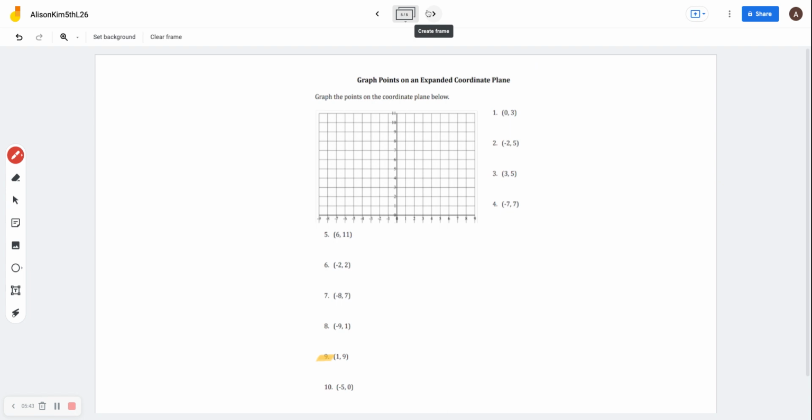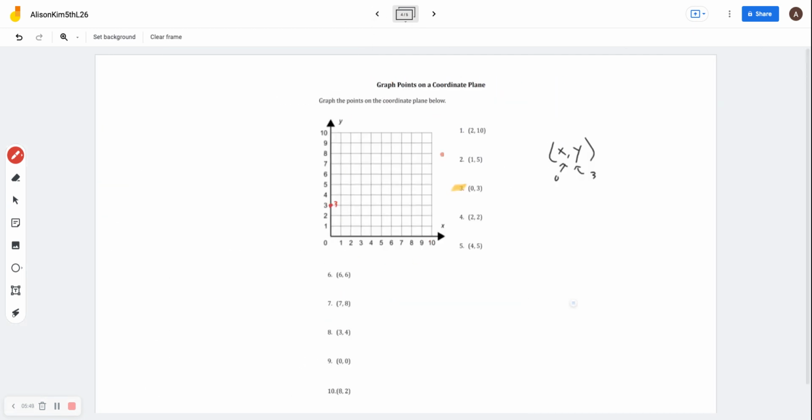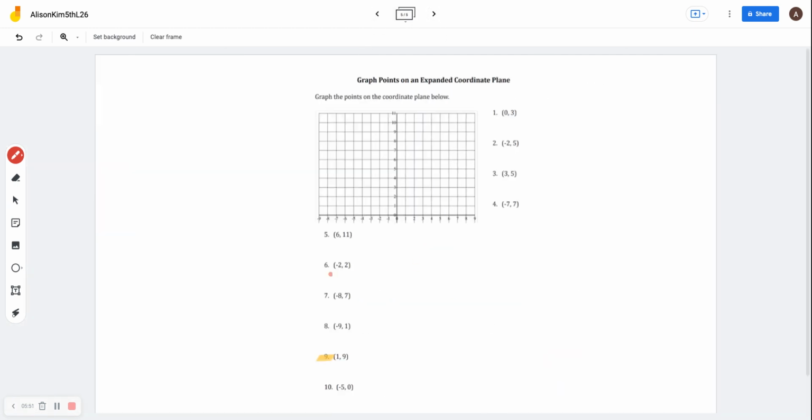So let's do number 9 right here. Number 9 gives us 1, 9. Here we were only given one quadrant, right? But in this worksheet we're given 2 quadrants, and so that's what we're going to work with. It's just an expanded coordinate plane, like a bigger coordinate plane. There's nothing harder about it.